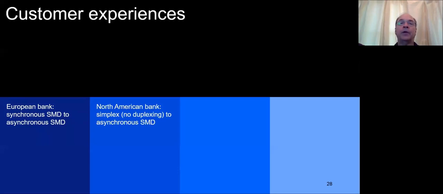So I've got several to describe. One is a European bank, a very early experience with synchronous system managed duplexing, and when async was available, they went there. A North American bank who had chosen not to do synchronous system managed duplexing, so they were doing simplex, and then when async was available, they went that route.